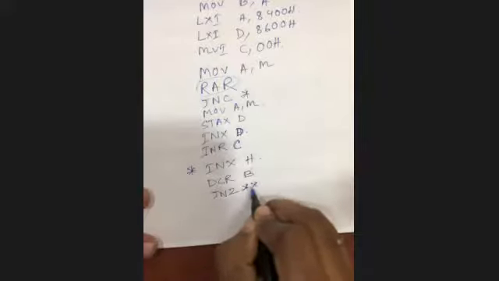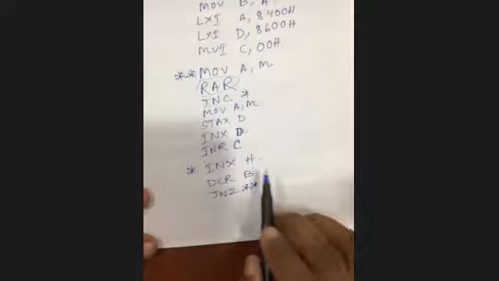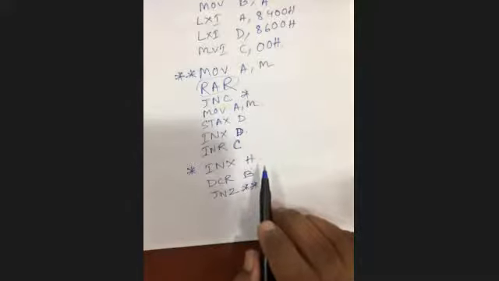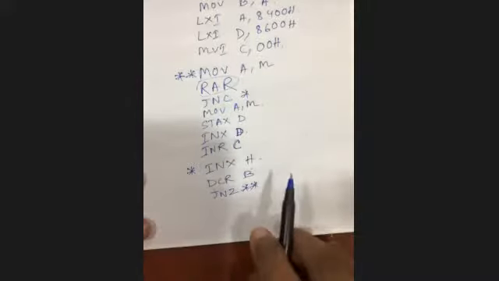DCR B and JNZ. So JNZ goes to the label, which is put at move A comma M. Move A comma M. Okay? Yes, sir. DCR B and JNZ. Is it clear to everyone? Yes, sir.